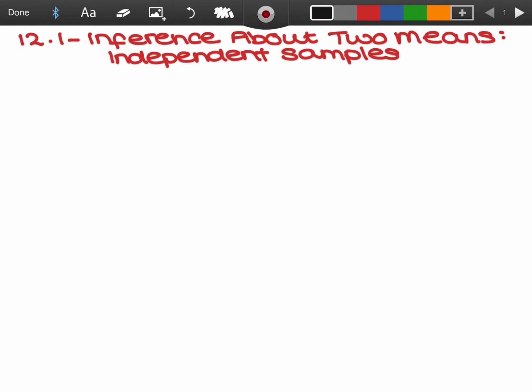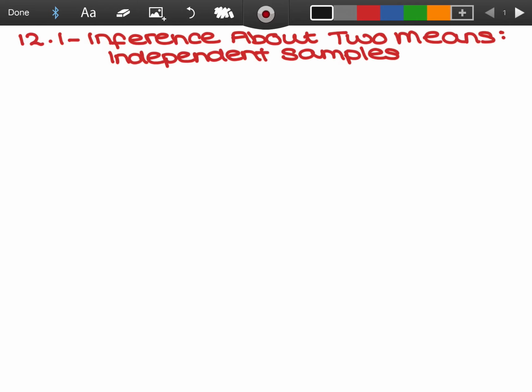This is done in very much the same way. We're dealing with test statistics. We're going to link this to confidence intervals, and we're going to see how to do this on a calculator. The first thing that we are going to look at is when you know what the population standard deviations are for each one of the populations.